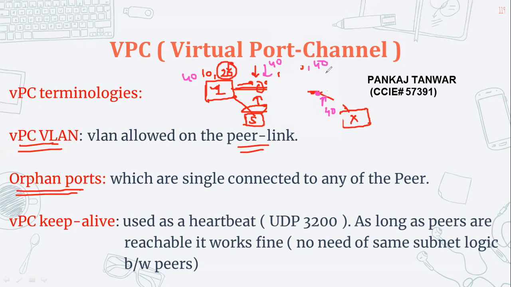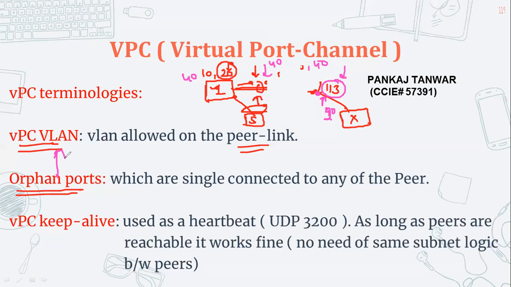Okay, if you're using any VLAN, let's say we took the example of VLAN 20 which is not allowed on the peer link, and let's say this port is in VLAN 20, then you cannot say that this is an orphan port. Though this is single connected, it is not using a VPC VLAN, so it will not be called an orphan port. Okay, so this 1/3 will not be called an orphan port. So orphan ports use the VPC VLAN.